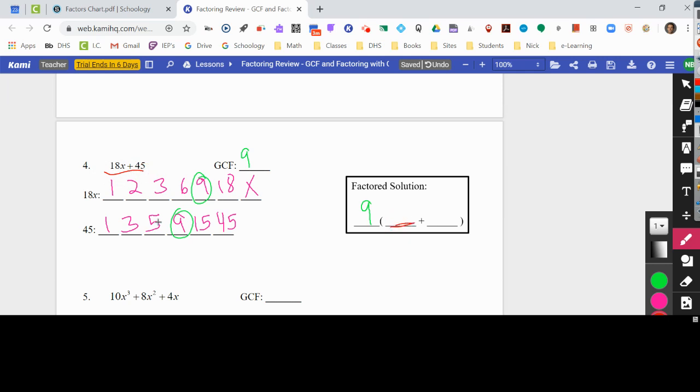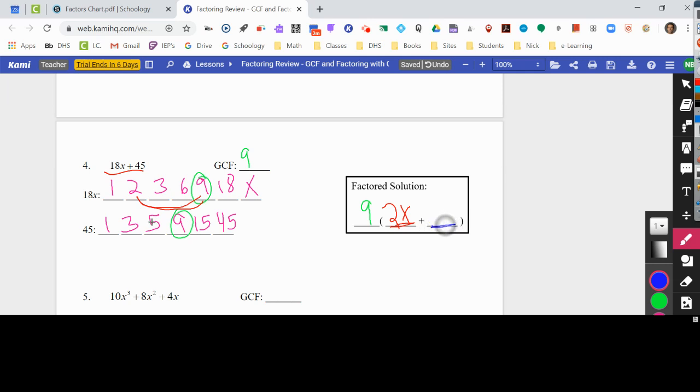So 9 times what will give me back my 18x? Well, 9 times 2 gives me 18, right? Because those are the partners. And I have this extra x, right? I did not circle it, therefore it needs to go back into my parentheses.